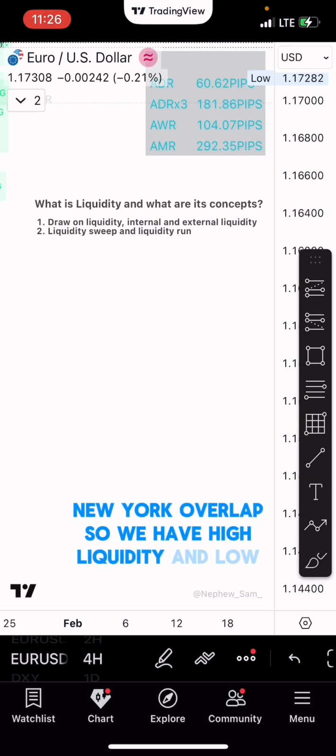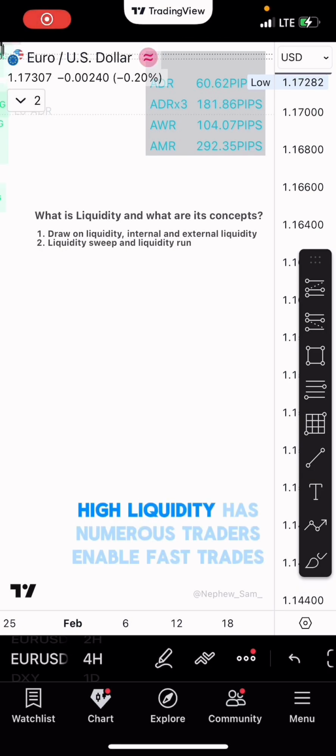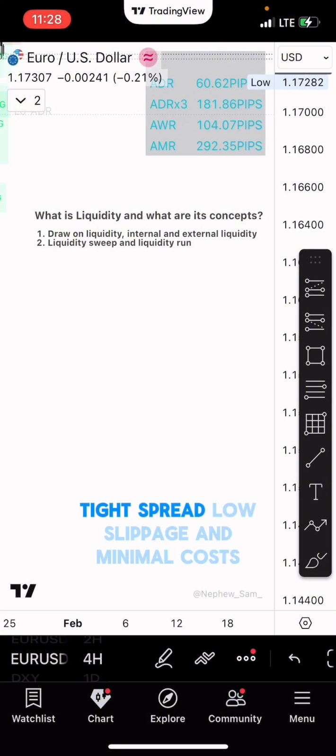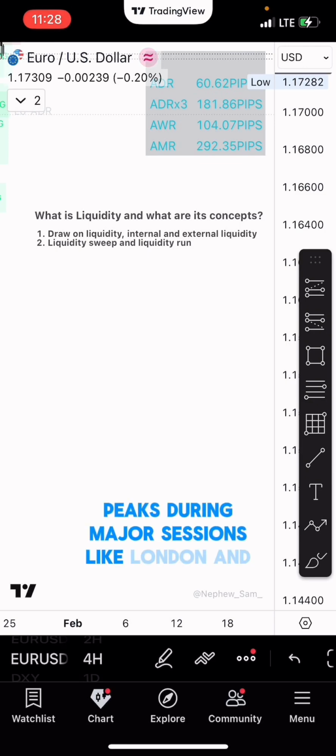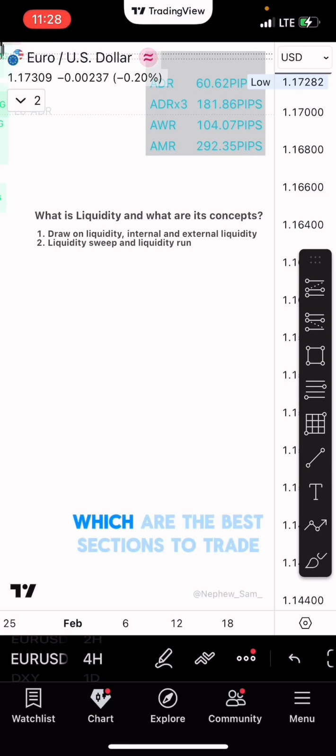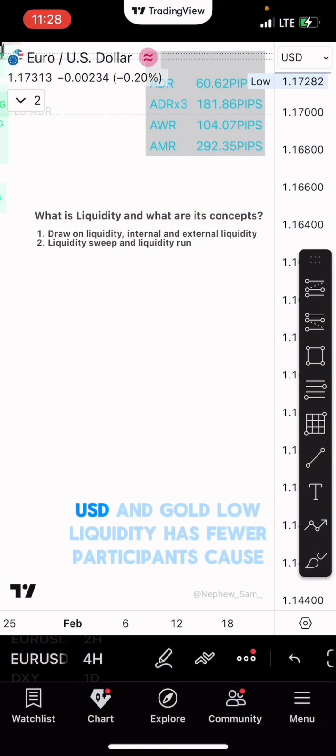So we have high liquidity and low liquidity. High liquidity has numerous traders, enables fast trades, tight spreads, low slippage, and minimal costs. It peaks during major sessions like London and New York, which are the best sessions to trade. Major pairs are best to trade. Examples: Euro USD, GBP USD, and gold.